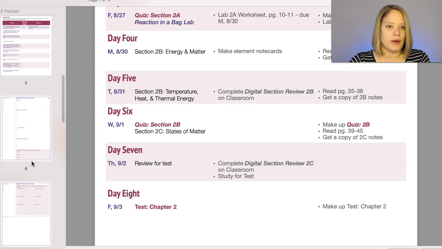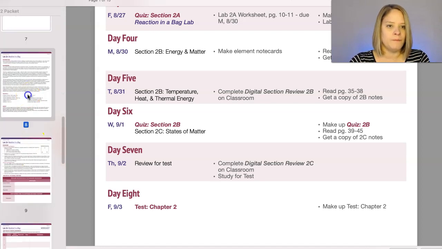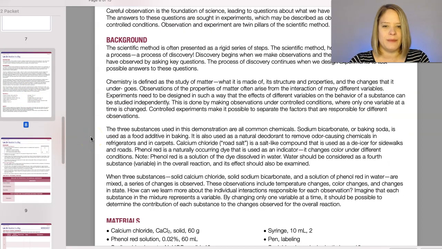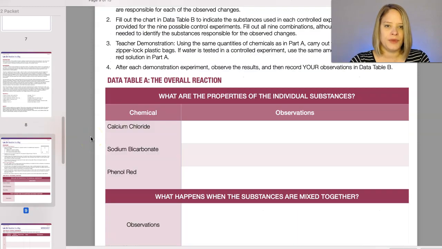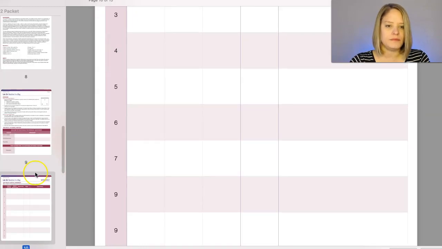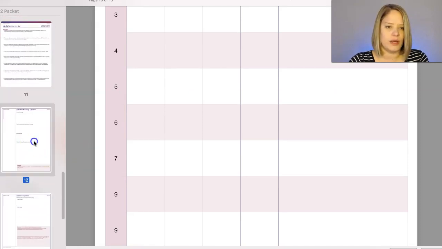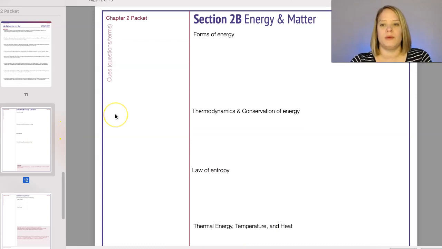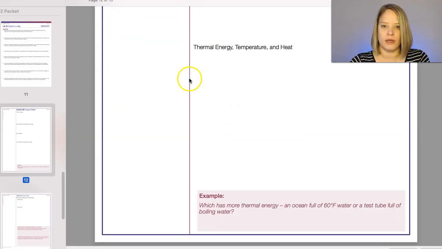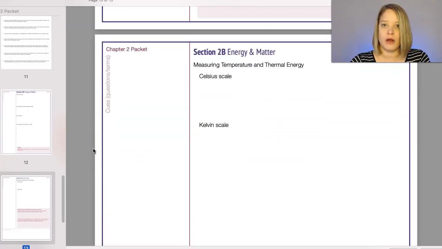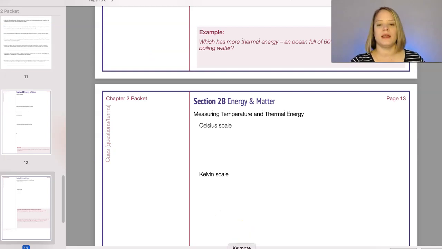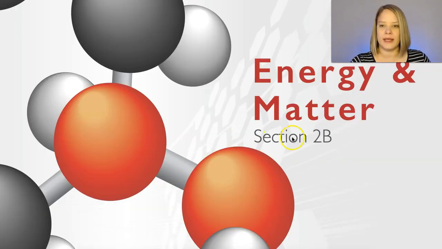So as far as where we're at in your notes, we're not going to be doing the lab that's on pages 8, 9, and 10. Sorry about that. It might come up. There might be another place in the year that we can put it. But we're going to be picking up on page 12, which looks like this, and we're going to plan to fill in this whole page today, and then we'll do page 13 tomorrow. So that's where we're at in your notes. Let's go ahead and start looking at energy and matter.